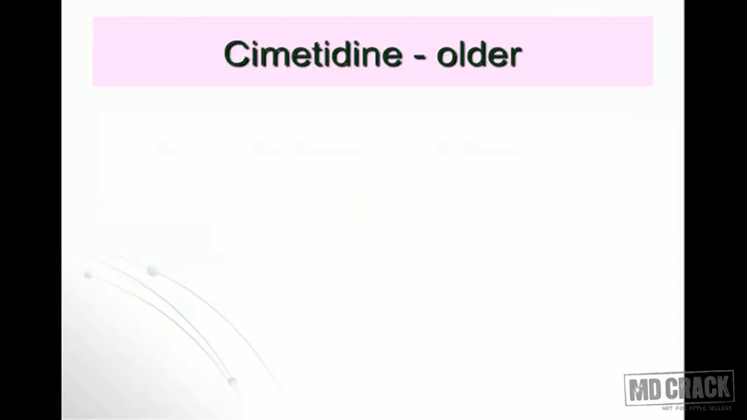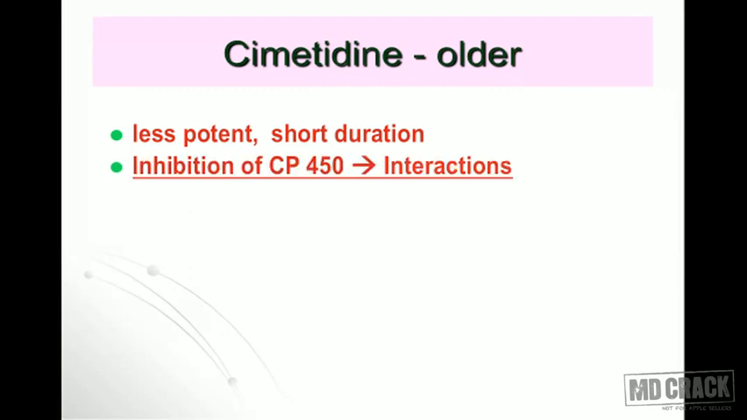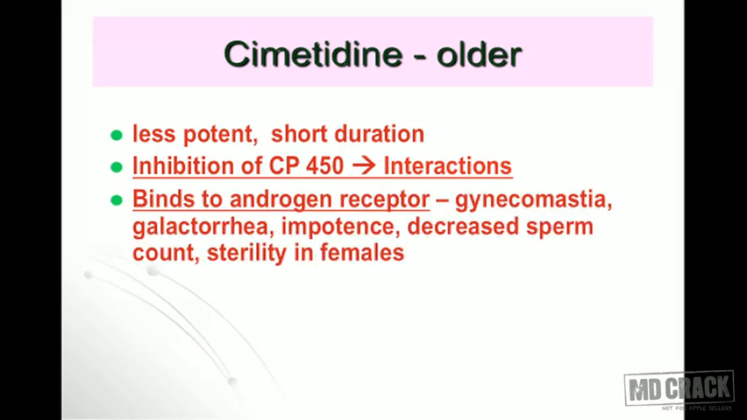Which are these H2 blockers? An older H2 blocker is cimetidine, which was used in the past. It was a less potent agent with short duration of action. It had another drawback: it was an inhibitor of the cytochrome P450 enzyme system, and that's why it led to so many drug interactions, because the drug inhibited the metabolism of many other drugs.